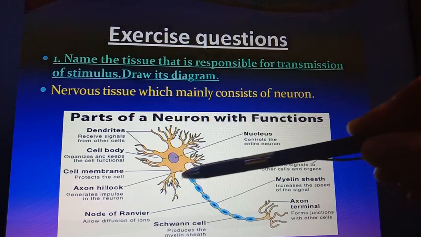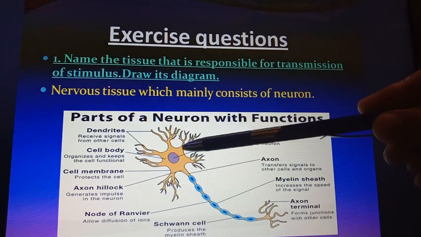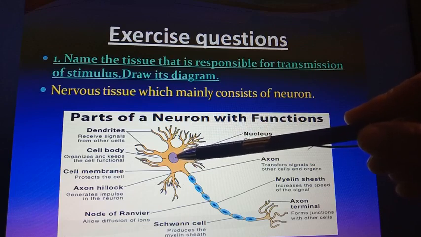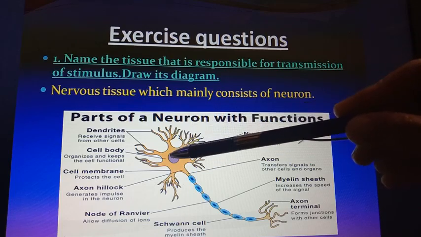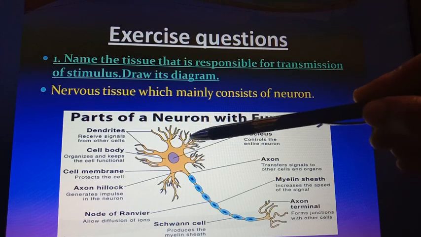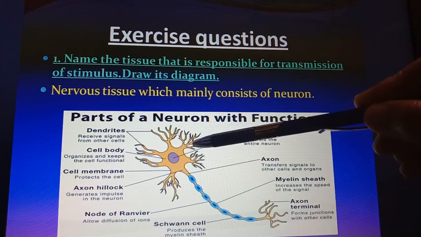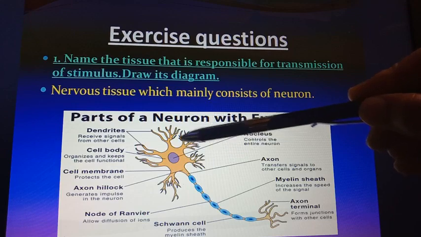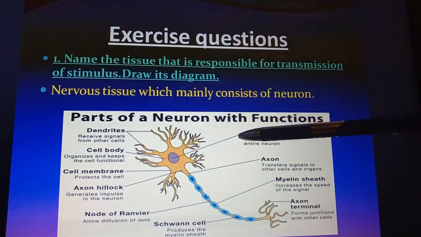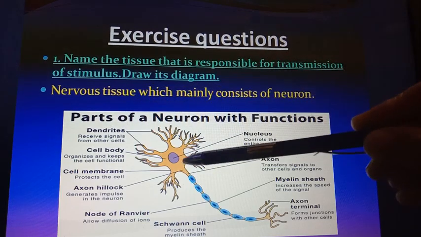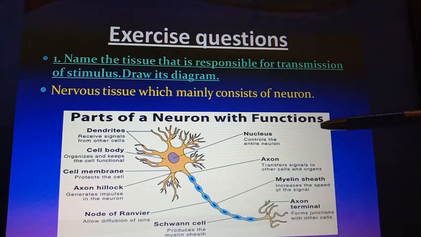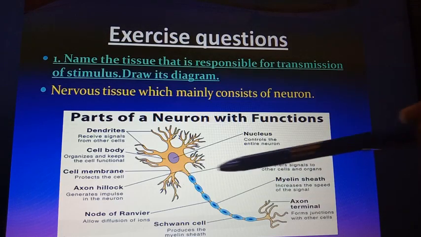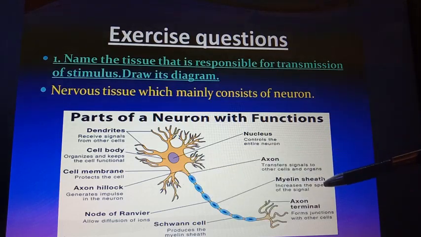First is the cell body, which consists of a nucleus. From the cell body, dendrites are coming out, the small projections, dendrites. Then one long projection is also coming out from the cell body, that is known as axon. Axon is covered by myelin sheath.